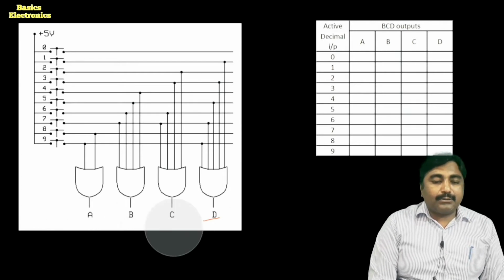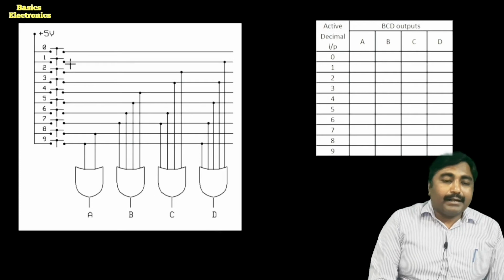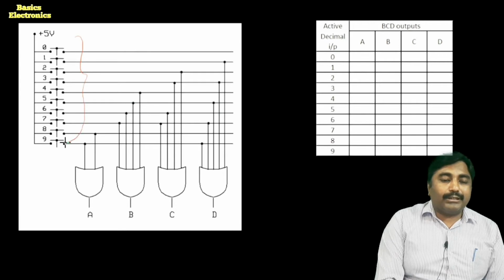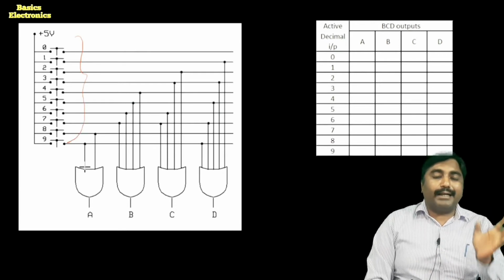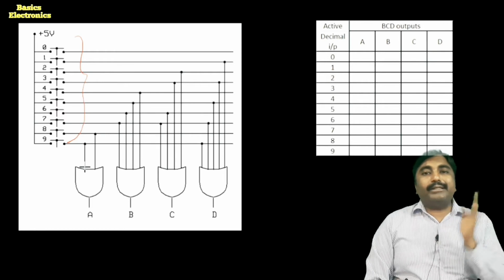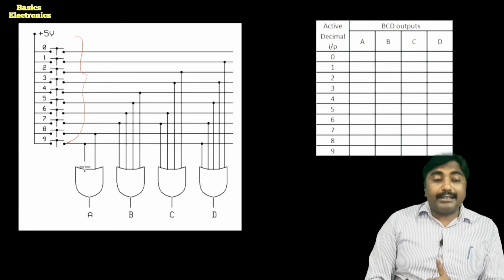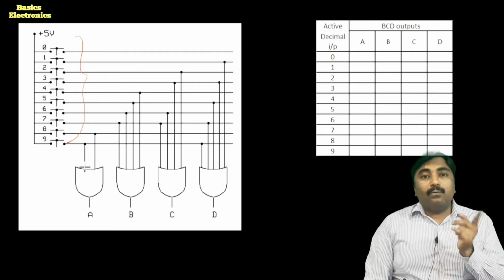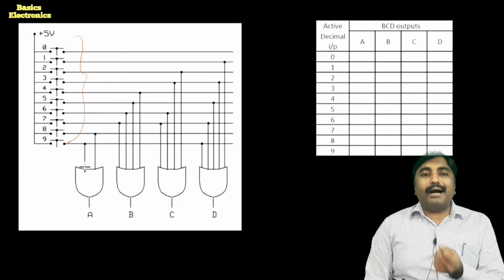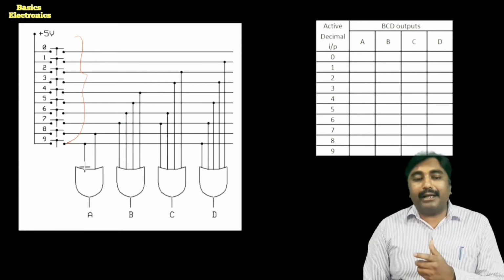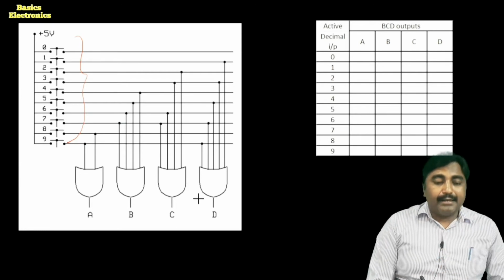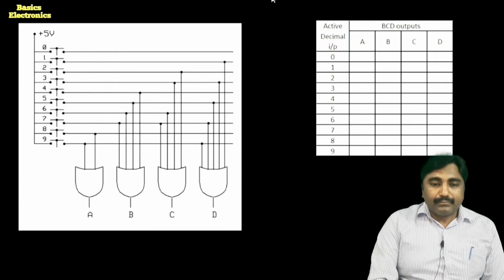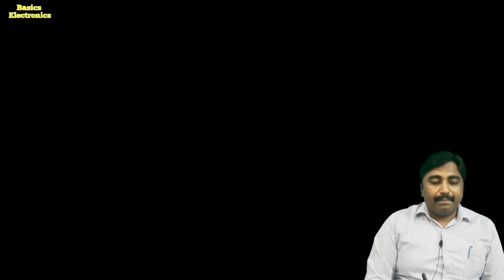Now the switches we are using for the connection of the input are 10 in number, and all of the switches are not connected to each of the gates. The switches are connected in accordance with the requirement, which gate output we require high or which gate output we require low. That we have to see. Then it is very easy to understand the working of this encoder using the OR gate.